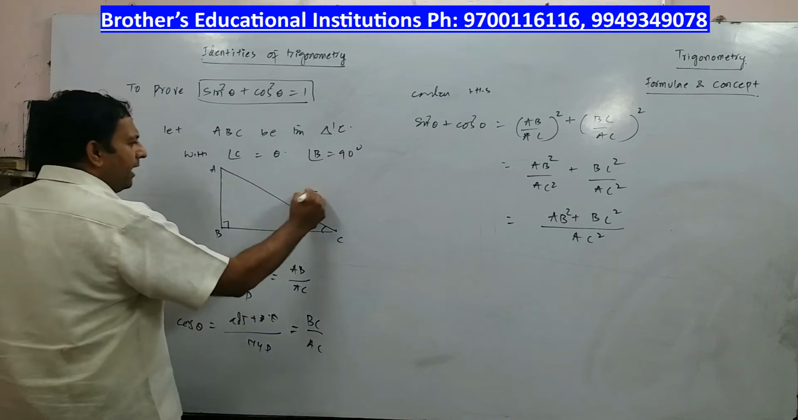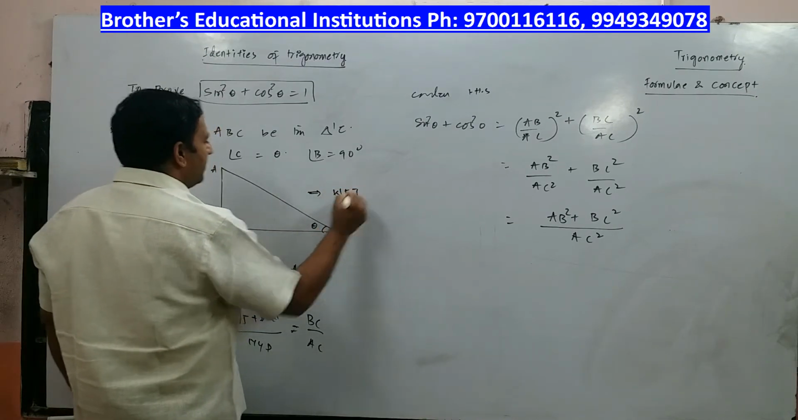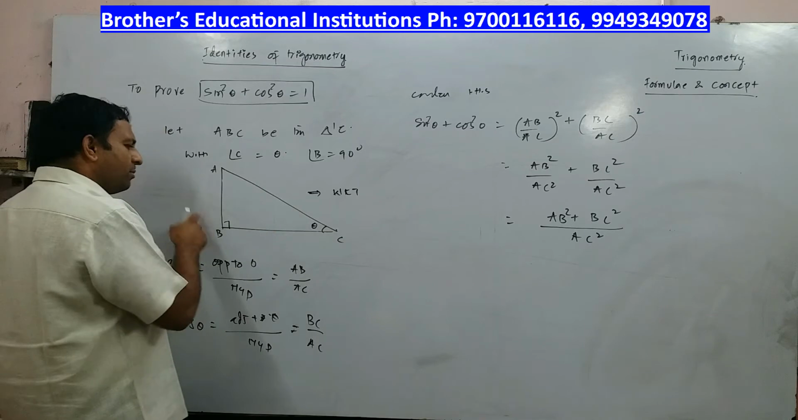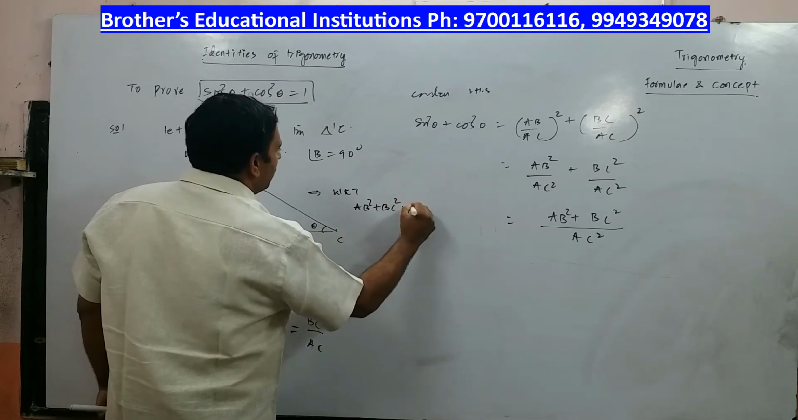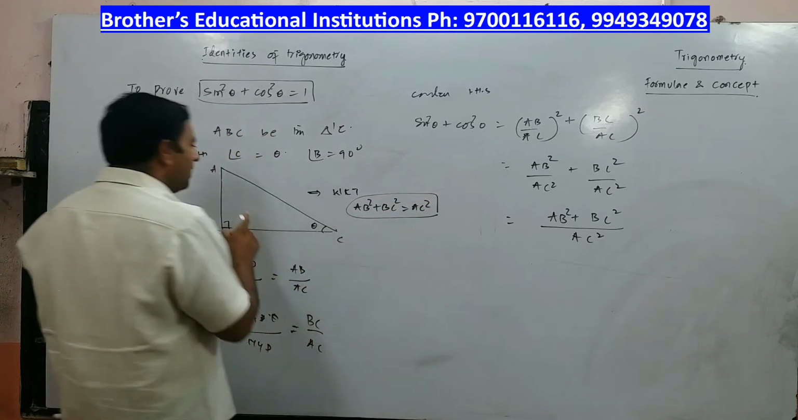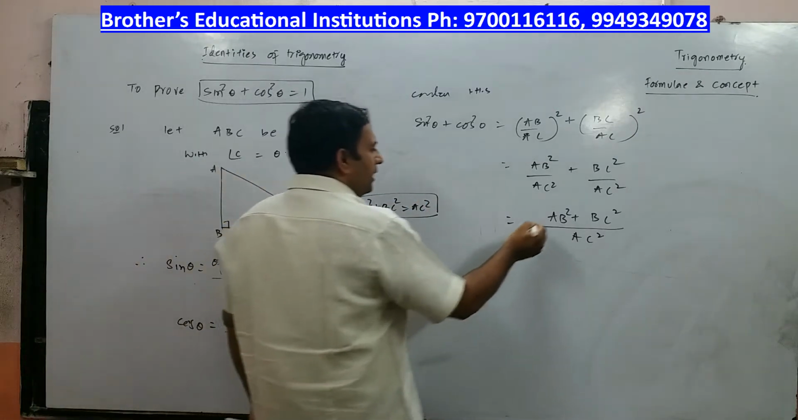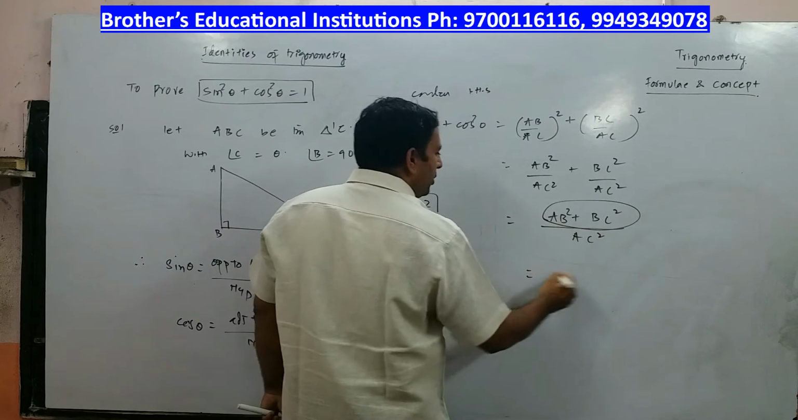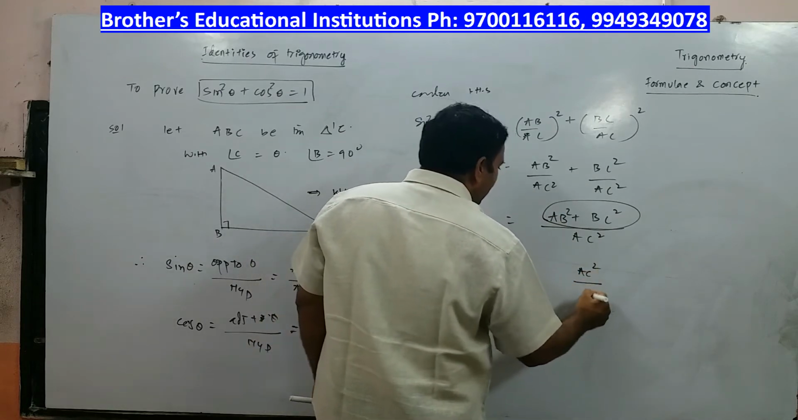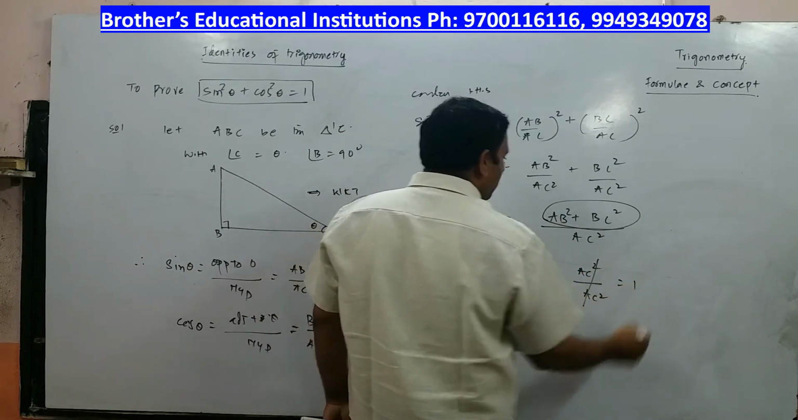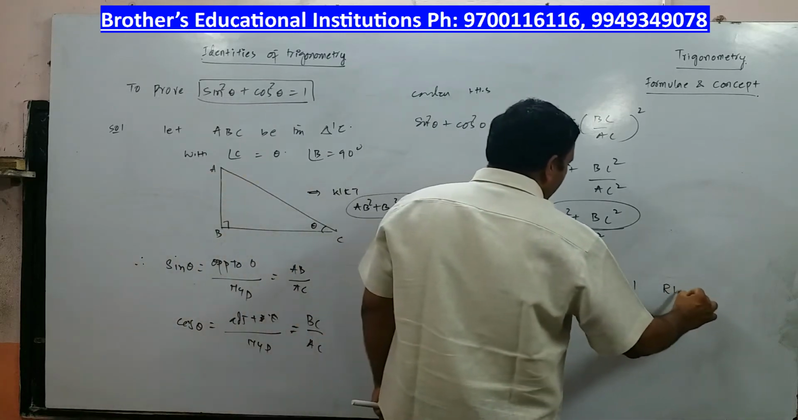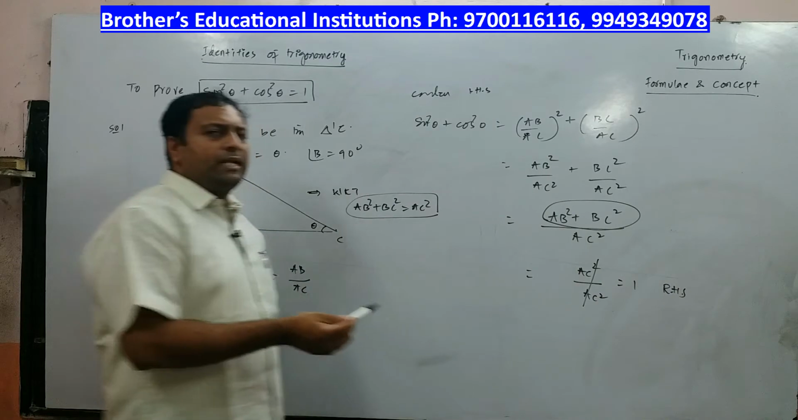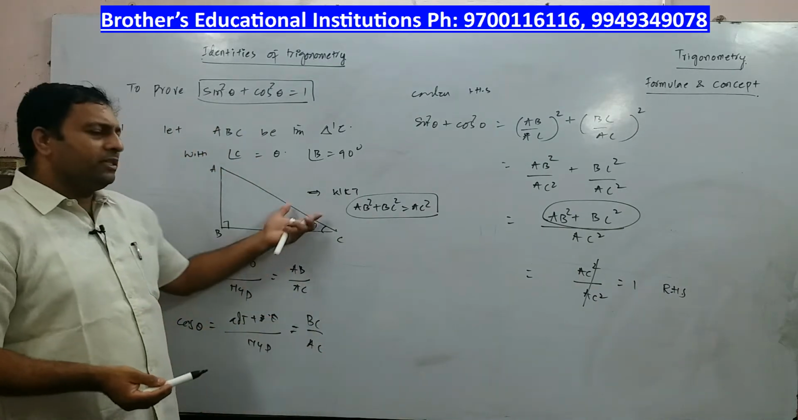In a right angle triangle, we know that the square on the hypotenuse is equal to the sum of the squares of the other two sides. AB square plus BC square is equal to AC square. Why? It's a right angle triangle. So here AB square plus BC square, I am going to replace that as AC square divided by AC square, cancel, what you get is 1, which is nothing but your right hand side. So in the similar fashion, the remaining three identities can also be proved using the Pythagoras theorem.